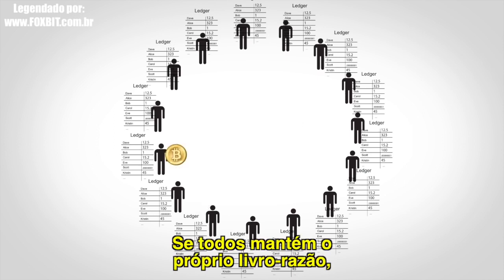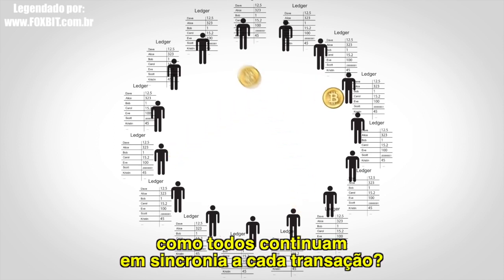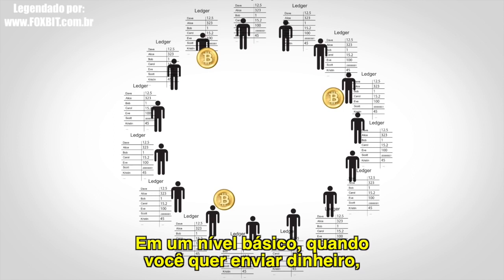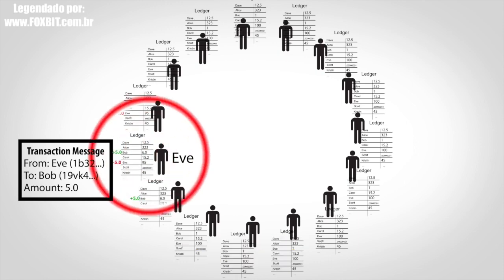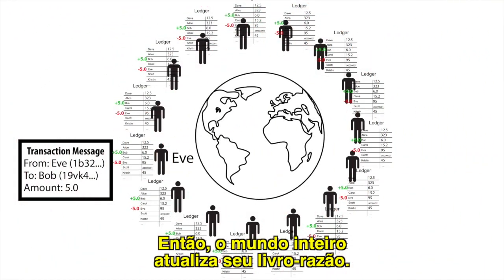If everyone maintains their own ledger, how are all the ledgers kept in sync as money is transferred? At a basic level, when you want to send money, you simply tell everyone else by broadcasting a message with your account number, the receivers, and the amount. Everyone across the entire world then updates their ledger.